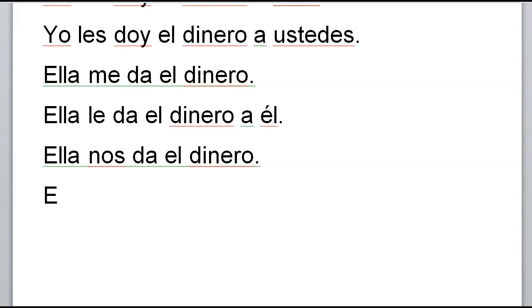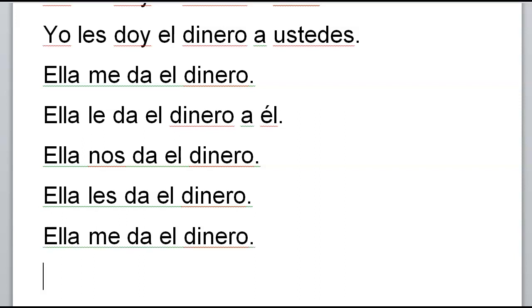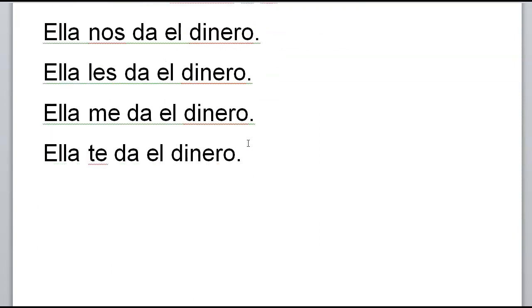She gives them the money. Ella les da el dinero. She gives me the money. Ella me da el dinero. She gives you the money, informal you. Ella te, sometimes I get ahead of myself with the typing here. Ella te da el dinero. I'm not the best typist, but I do okay. Ella te da el dinero.